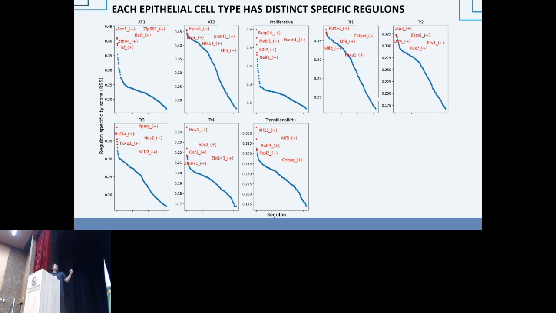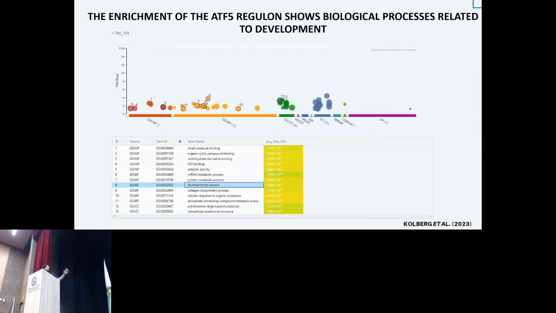We later make an enrichment analysis of all the genes that are part of a regulon and search for biological processes. For this, we use gProfiler, which is an online tool that gives us results showing that some regulons are related to developmental processes, collagen biosynthesis processes, and cellular responses to organic substances. This is really cool because these regulons are genes related to a specific transcription factor, but there are no studies that link these regulons to the processes I already mentioned.